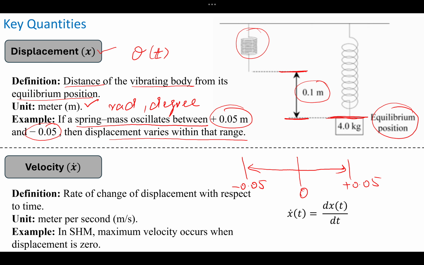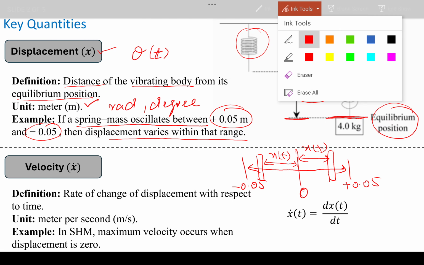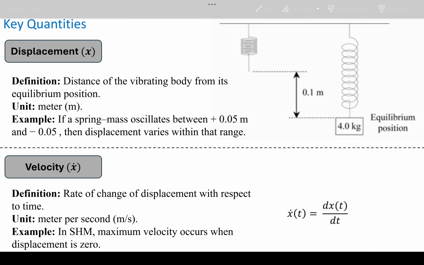However, in each of these cases, the current distance of the body will be measured from the mean position. For example, if the body is at this specific position, then this will be your displacement x of t. If the body is, let's say, here, then this will be your displacement x of t, although the sign would represent in which direction it is, but the value would be measured from the mean position. Now this is the basic quantity number 1, which is displacement.